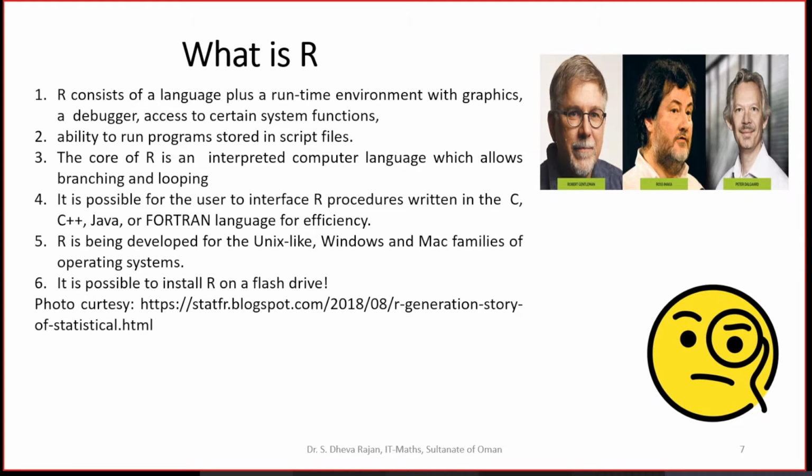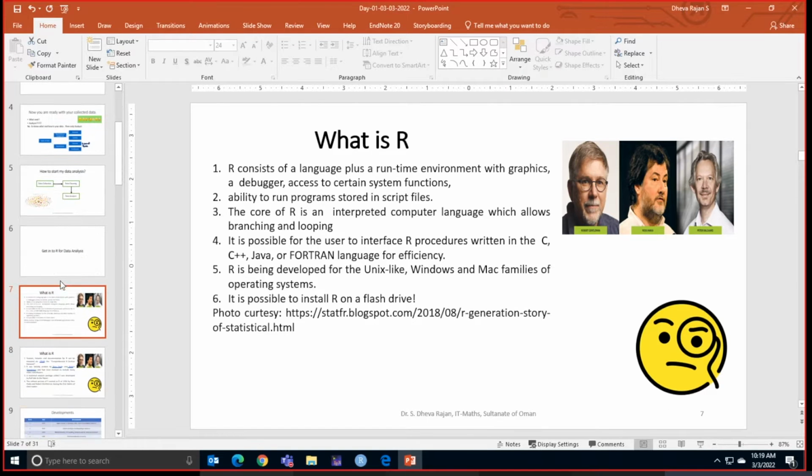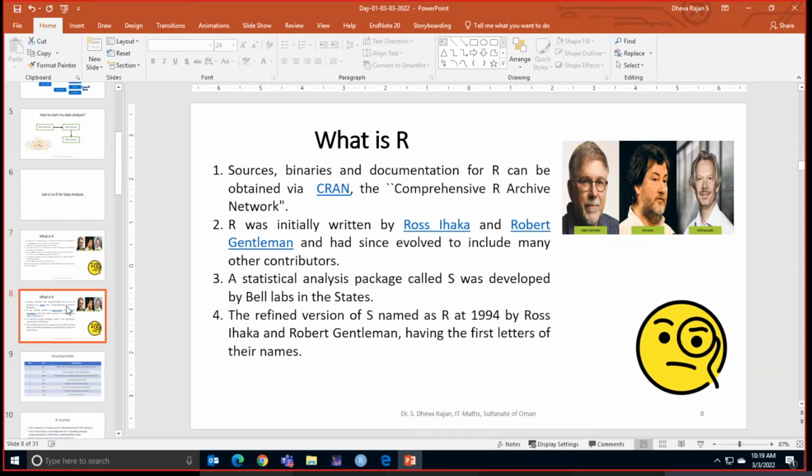The interface of R is compatible with other programming languages also. You can even write your program in C, C++, Java, Python, and execute that in R. Multiple platform support is available for R, like Unix, Windows, and Mac. You can keep this on your flash drive and install it directly from the flash drive onto a computer. So these two persons, Ross Ihaka and Robert Gentleman, developed this.